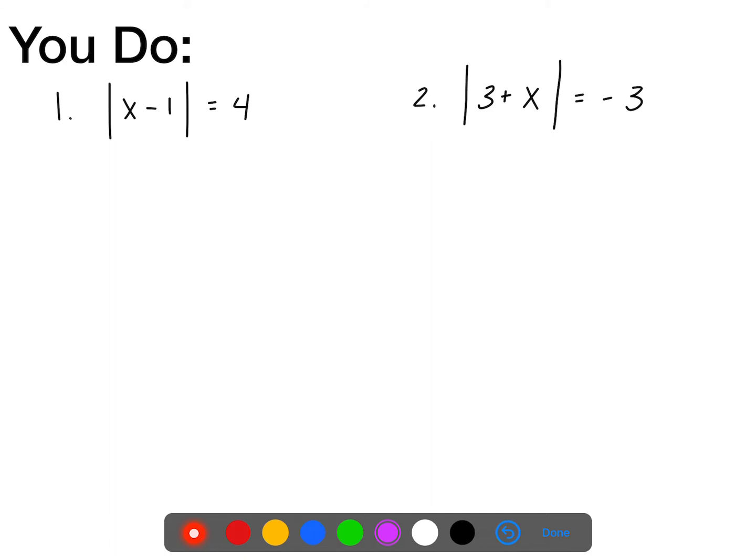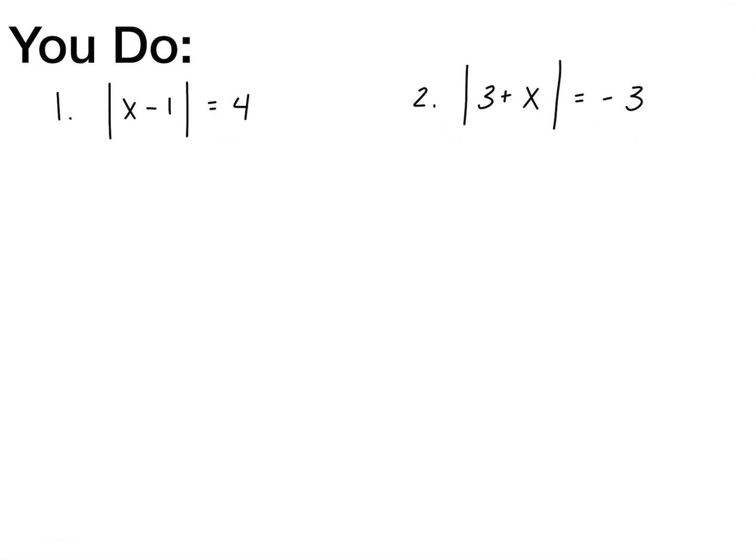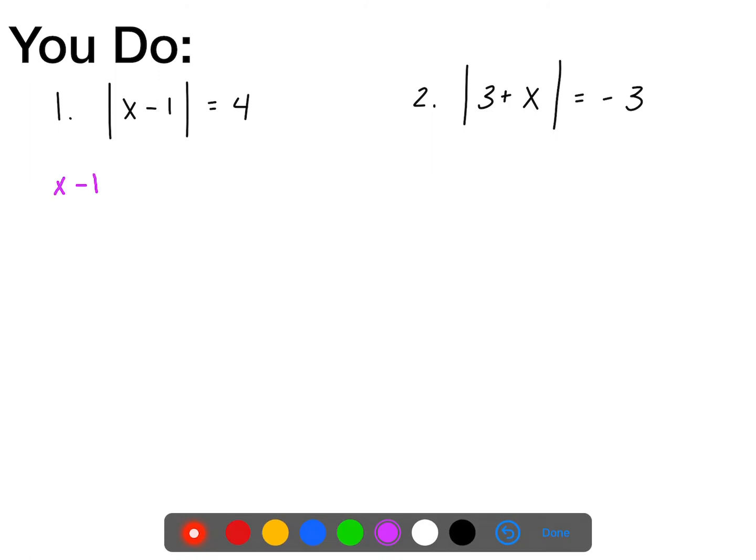So if I'm getting rid of my absolute value, I'm going to go x minus 1 equals 4 and x minus 1 equals negative 4. So I kept what was inside the absolute value. The x minus 1 stays exactly the same in both equations. x minus 1, x minus 1. It's the 4 that I'm changing. This 4 becomes a positive 4, becomes a negative 4. And then I solve both of these.